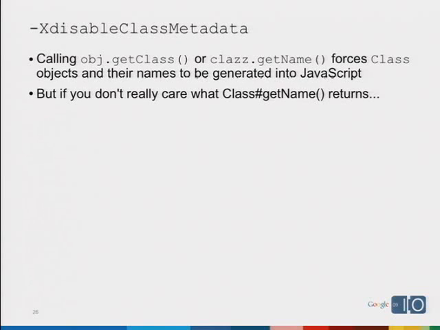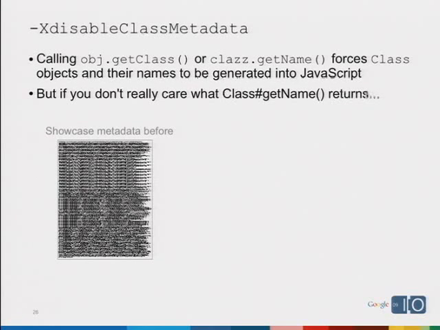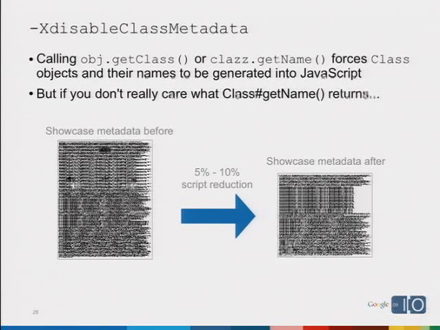But if you really don't actually care what class.getName returns, you don't care that it says com.example.mywonderfulapp, you just want it to return a stable string, then we can do this. Here's the showcase metadata. I snipped out just the part where there are class literals with their names and everything. That's at 1-point font. And I flip this switch on, and we get between 5 and 10% script reduction, and here's what it looks like after. It's not huge, but on a big application, this can really add up.